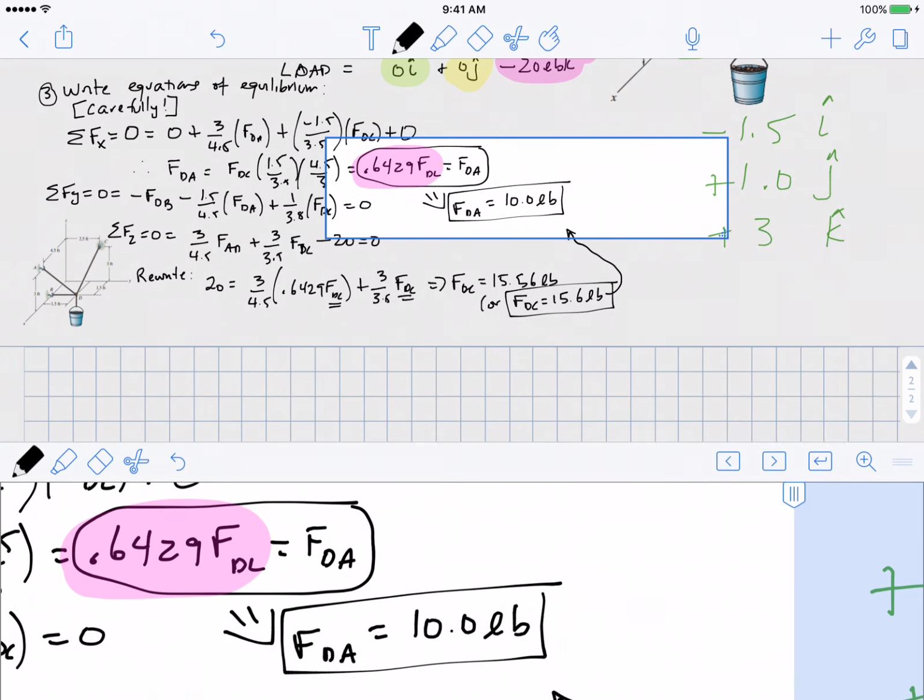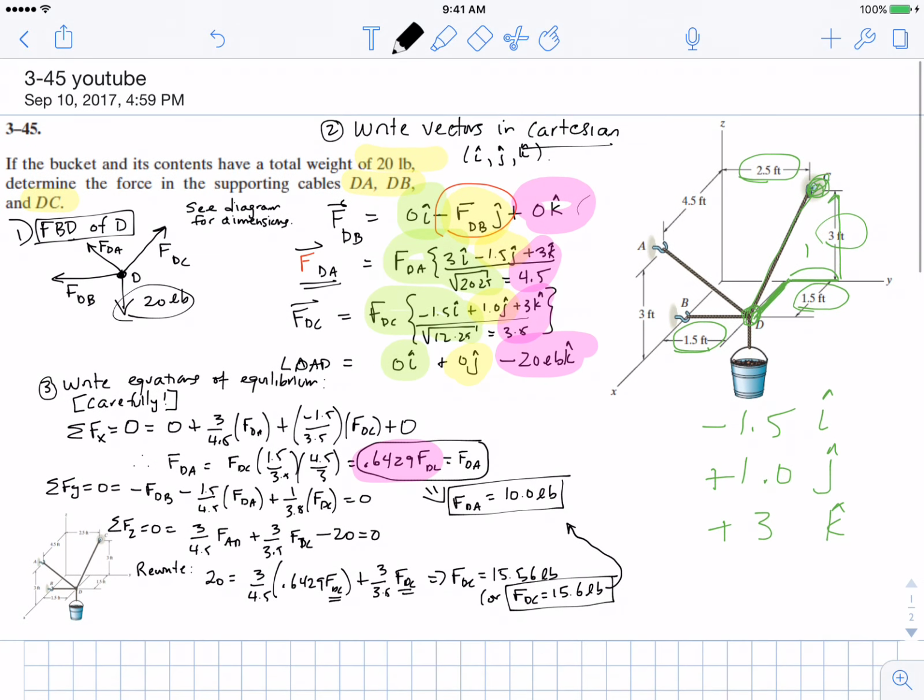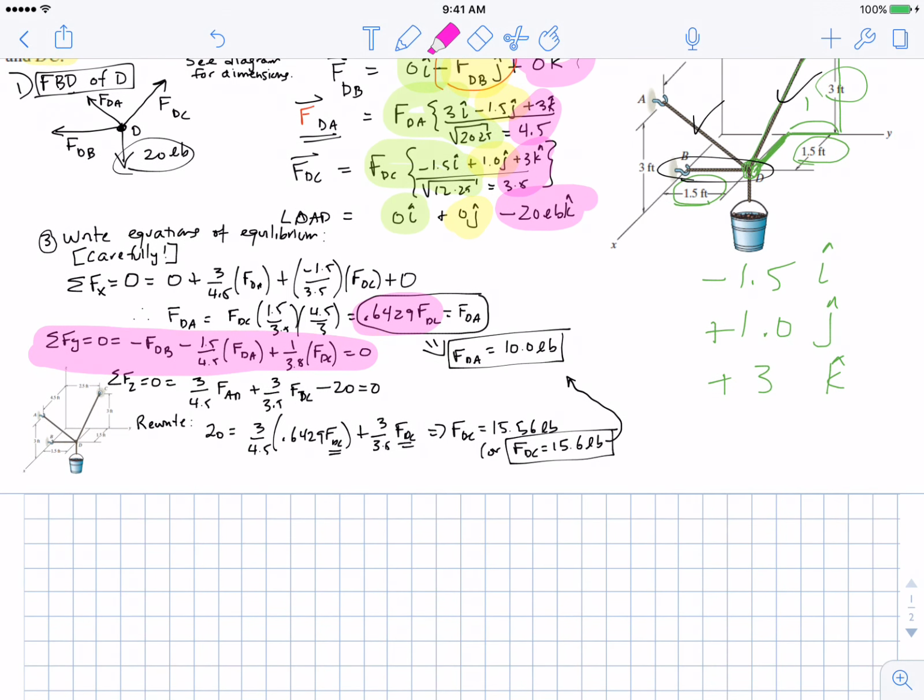All right, so where am I? Big picture. I have found my FDA. I have found my FDC. And now I simply need to figure out my FDB. The only equation that had FDB in it was this one right here. So I have to use that equation to find my FDB. So let's go ahead and spend some time working on that equation.